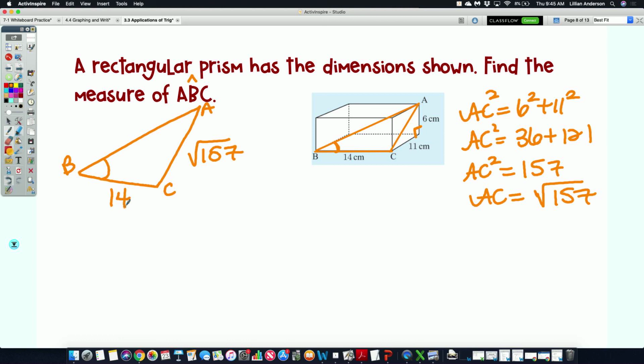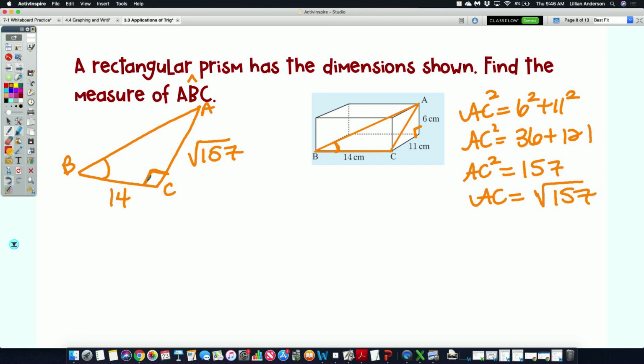Would C be a 90-degree angle? Yes, because one of the sides is a side on the actual prism, it does create a 90-degree angle with that opposite vertex at A. So this is a 90-degree angle here.